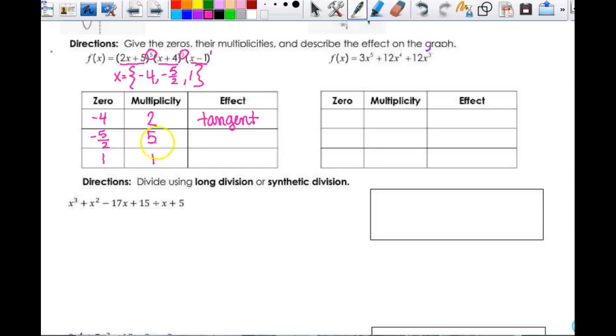Then when it's odd but greater than 1, then it is going to be a point of inflection. And honestly, I think I'm going to want y'all to write this out because I think a lot of you don't even know what the initials mean, because I've had some weird initials even. So point of inflection, write the words out. And then this has a multiplicity of 1, which means it just passes through.